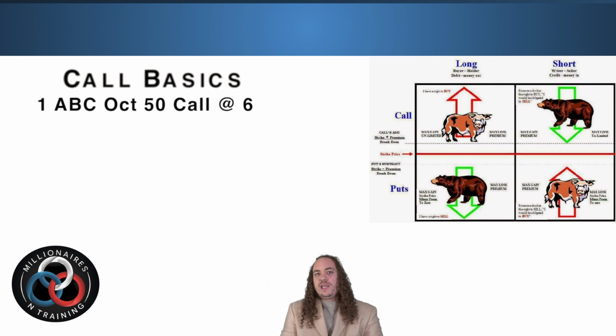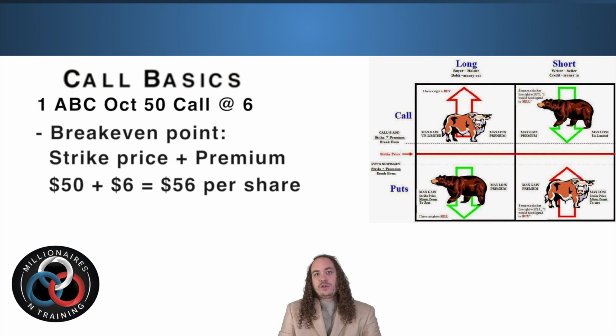And what is the holder's break-even point? Remember that the holder pays out $6 per share times 100 shares in order to own this contract. So how much does the price of the stock have to rise above the strike price in order for the holder to recoup the $6 premium they paid out times 100 shares? The answer is 56. The strike price plus the premium is the holder's break-even point.